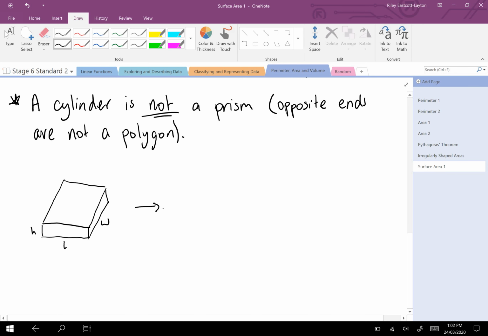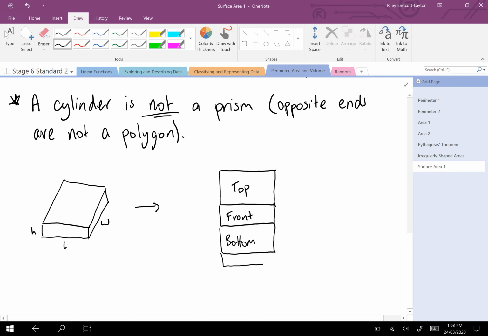When we unfold this shape, it's kind of like imagining that we've got a package that's in this shape. If we flattened it all out and stood on it and made it completely flat, it would look like this. So here we'd have our top, we'd have our front, we'd have our bottom, we'd have our back, and then we'd have our left. We'd also have our right.